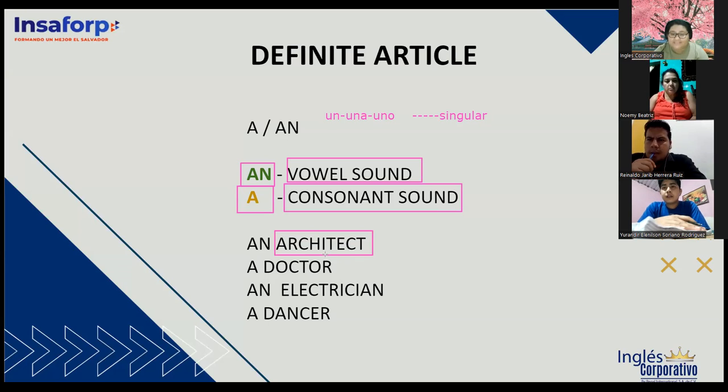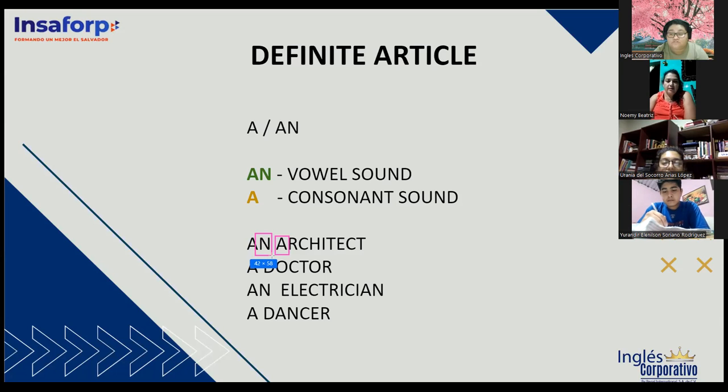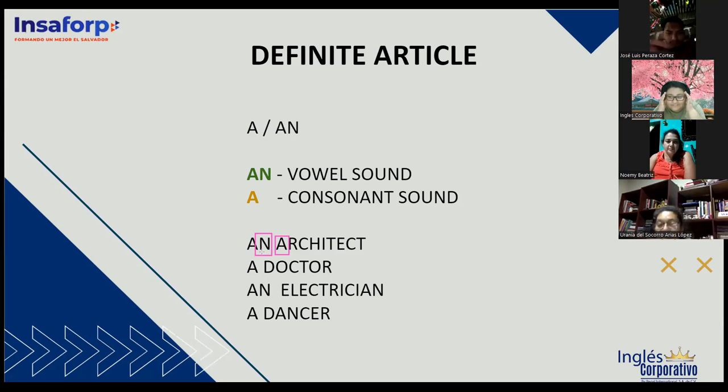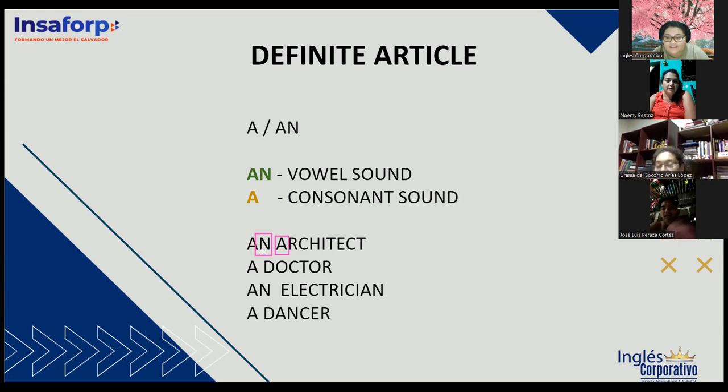decimos an architect. Según la regla, ¿por qué utilizo an y no estoy utilizando a? ¿Por qué? ¿Alguien que me ayude? Porque comienza con un sonido vocal. Exactly. Porque inicia con sonido vocal. Entonces, como hay una vocal, antes yo necesito una consonante. Esa puede ser la lógica para que usted se lo memorice, right? Primero una consonante, después una vocal. De la A a la U. Exactly. Cualquiera de las vocales, right?